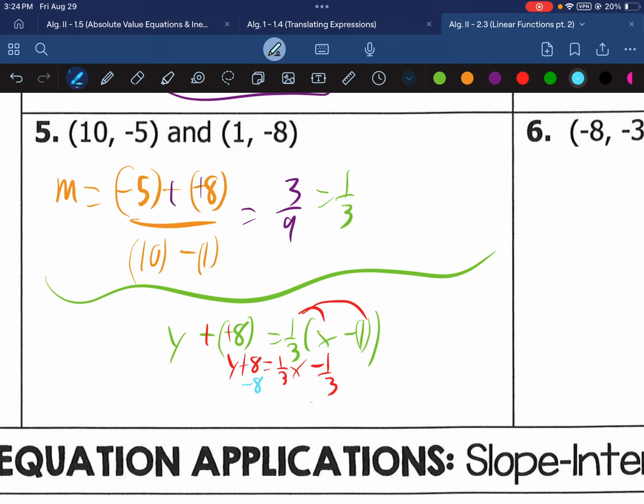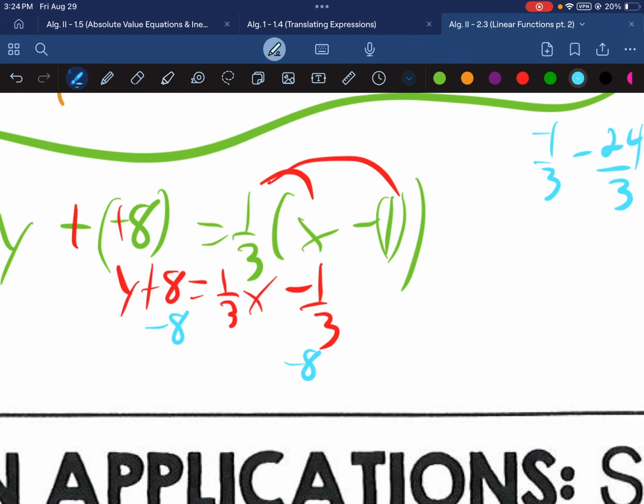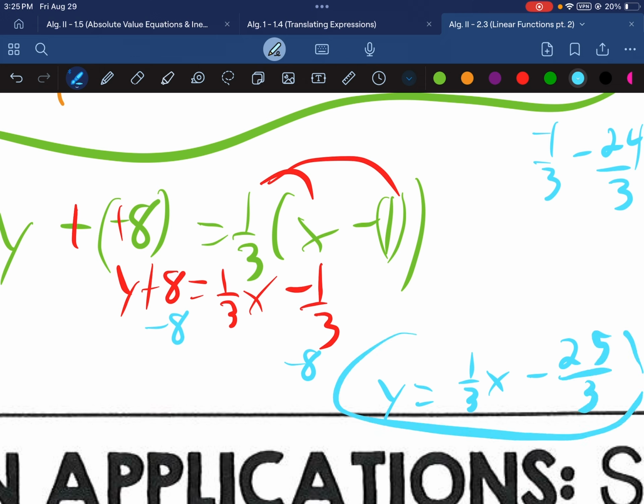As I subtract 8, I notice I'm going to have to get common denominators. Negative 8 is secretly over 1, so if I get common denominators there, it's going to be 3, which would make this negative 1/3 minus 24 over 3. That results in negative 25 over 3, so I have my final answer of y equals 1/3 x minus 25 over 3. If you'd like, you could call that negative 25 over 3, negative 8 1/3, or negative 8.3 repeating.